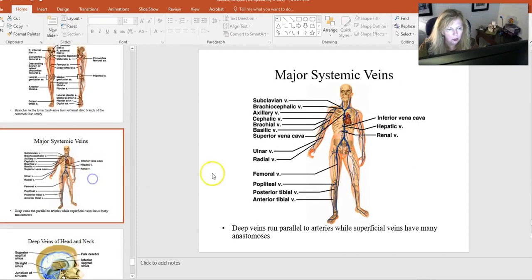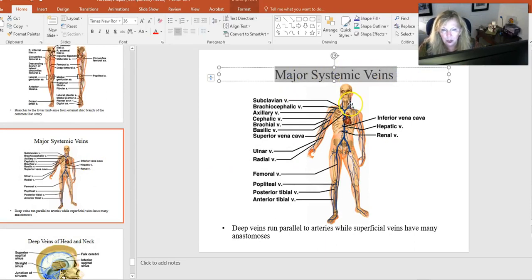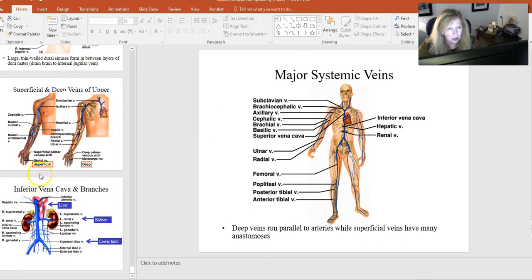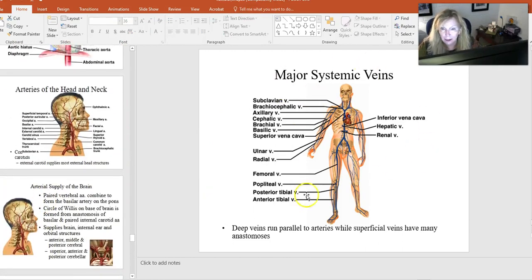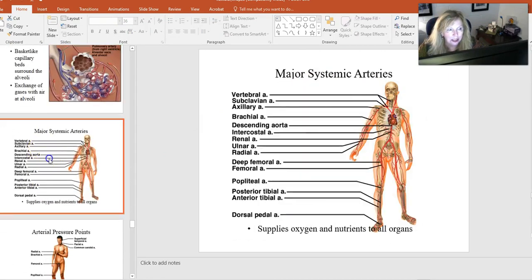Then if we move down, you would also want to be able to label, and again I'm skipping some of this because we don't have time in our courses, the major systemic veins, which again, they left out the jugulars here. The carotid arteries bring oxygenated blood to the neck and head region, and the jugular veins are draining that region. So make sure you add the jugulars here, the left and the right. That would be another slide to pay attention to, slide 67. The rest of these are just FYI.